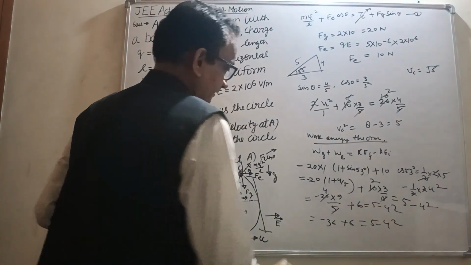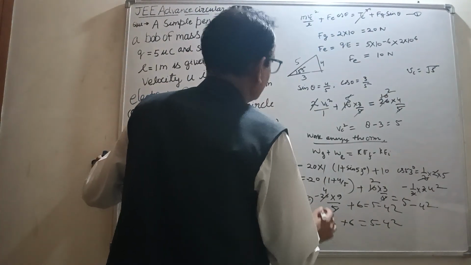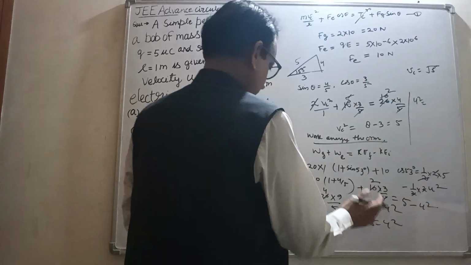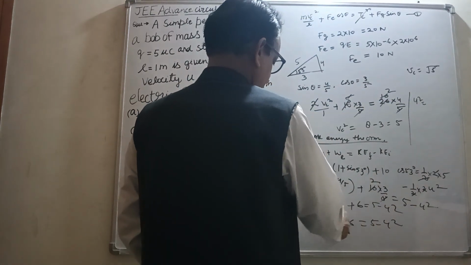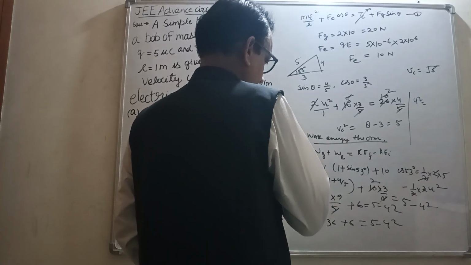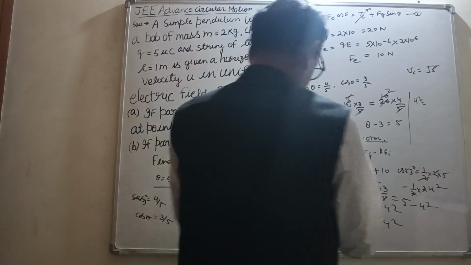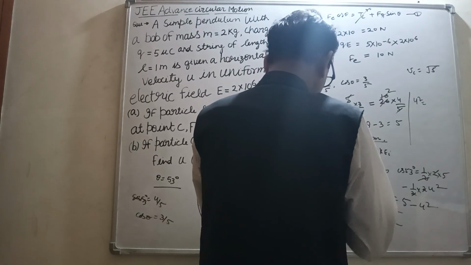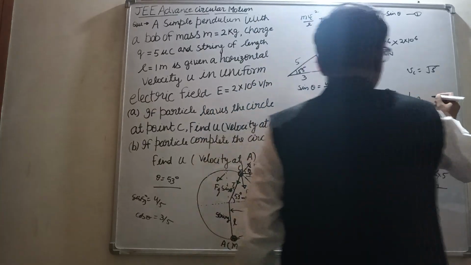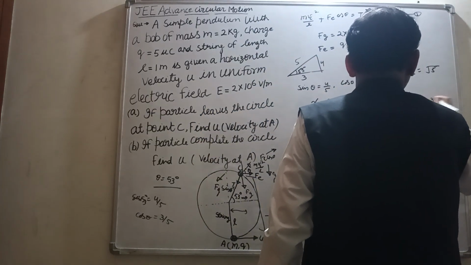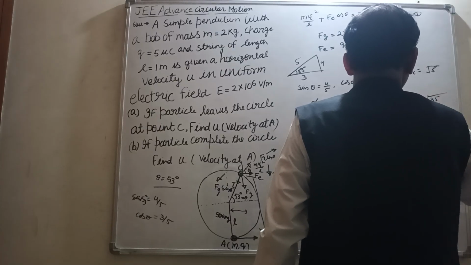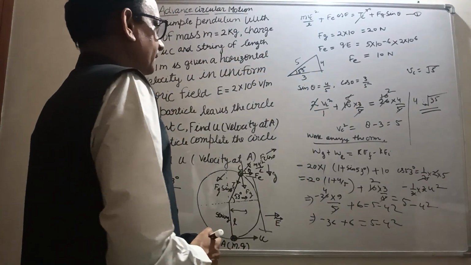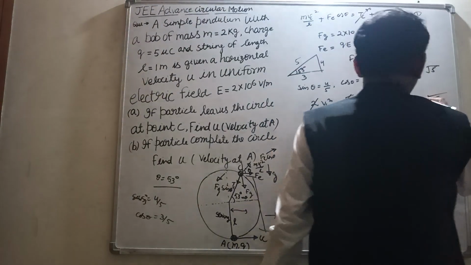So what would be u square? u square would be, with this positive and this negative, 60, 30, and this becomes 35. So u becomes root 35. So this is the initial velocity, in meters per second. So this is u.